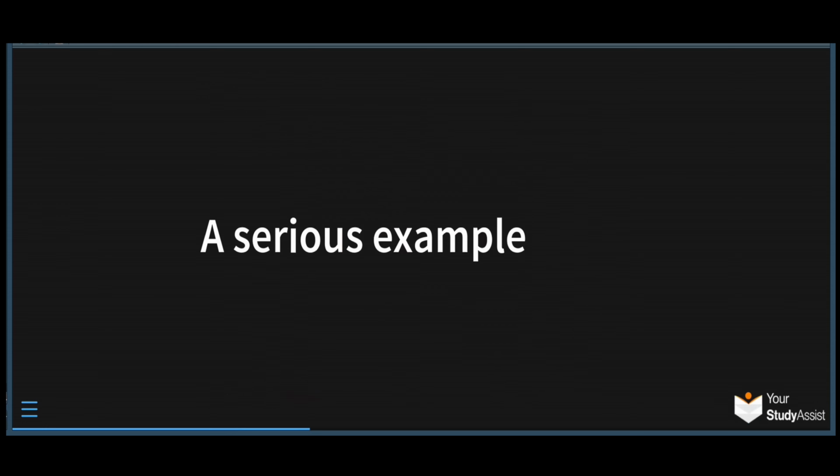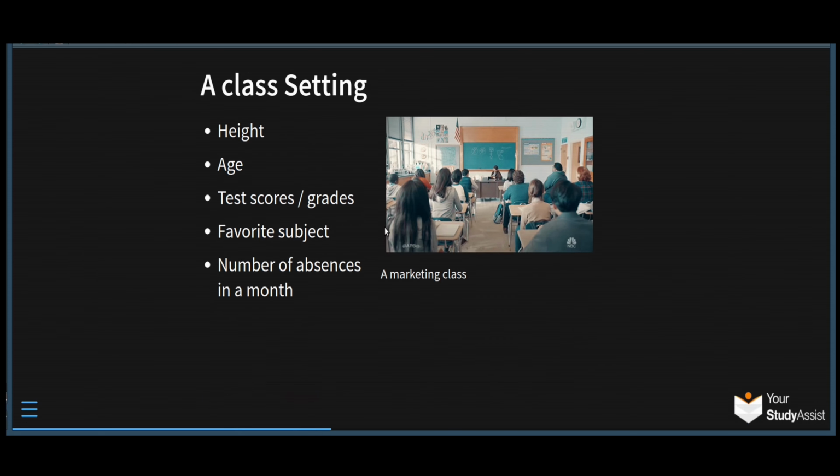bite. And now, a more serious example, a class setting. This is a marketing class, and in the marketing class we have students with different heights. We have the short ones to the tall students, also of different ages in a varying spectrum from 30 to 35, to 20, to 17, to 18, and test scores, which are usually capped. And we also have students that fall within a group that love a particular subject, and we have regular students and those that are absentees.